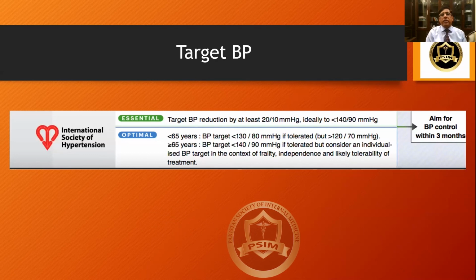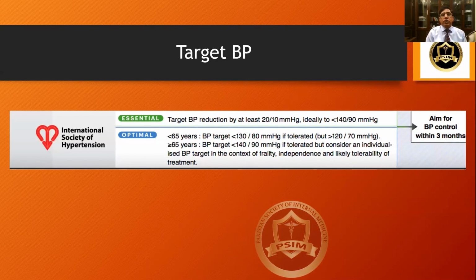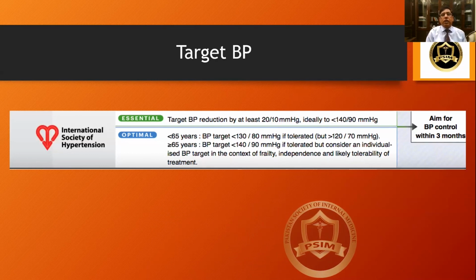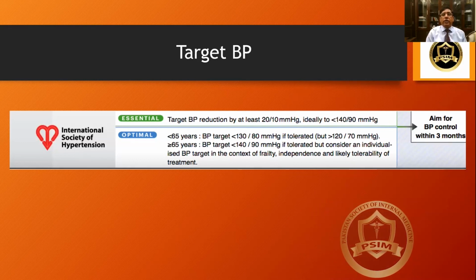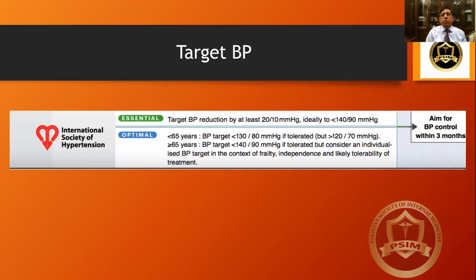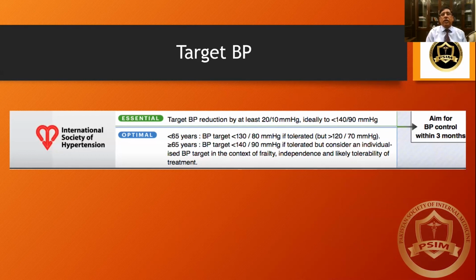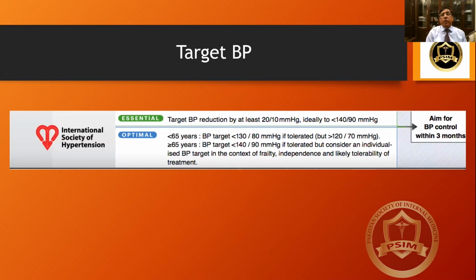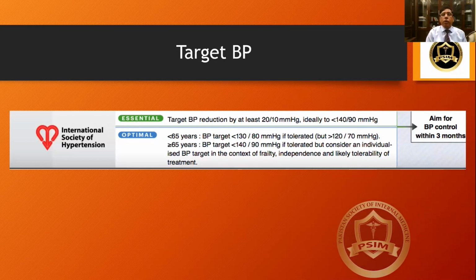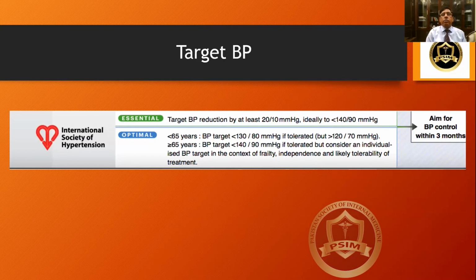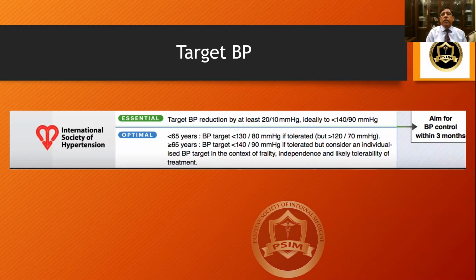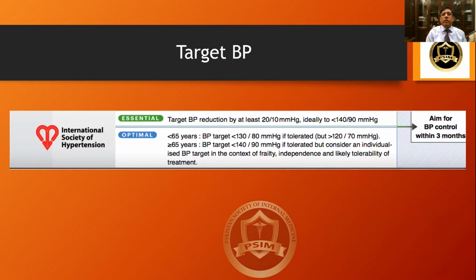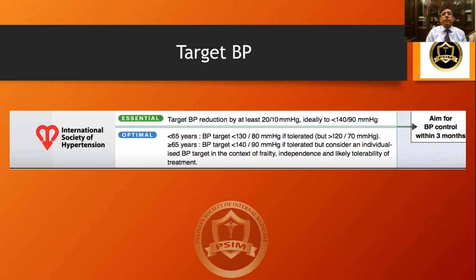That's what ISH recommends. But if your patient is 65 years plus, the BP target should be slightly higher, not lower, to avoid the risk of frequent falls and postural hypotension. So you target it to less than 140/90. If tolerated, you can individualize it to be further lowered, but that would depend upon subsequent visits and patient response to therapy.